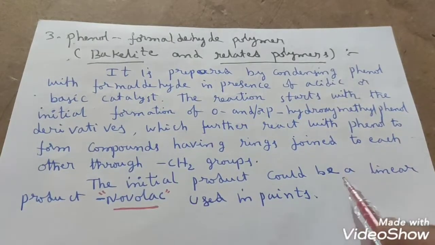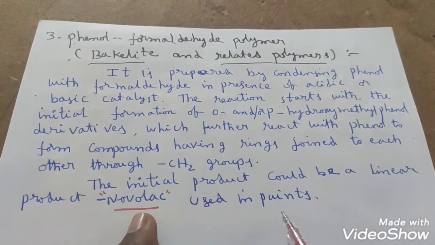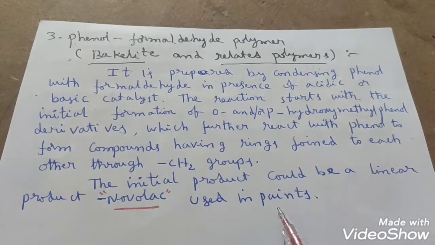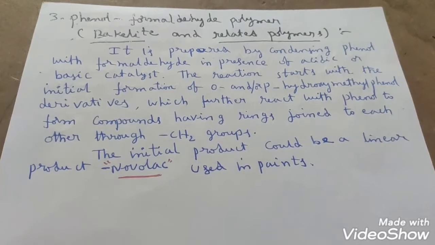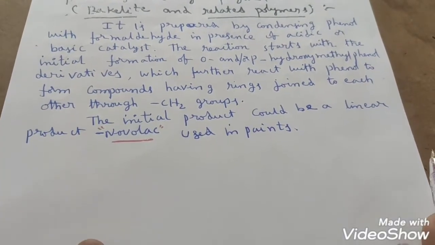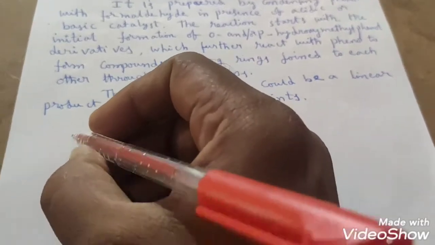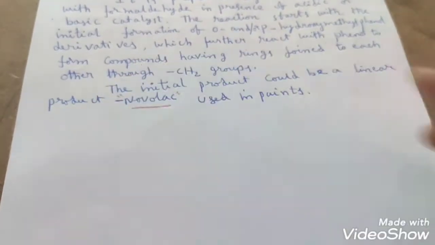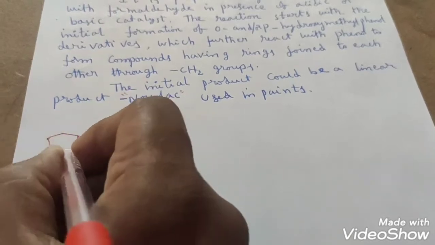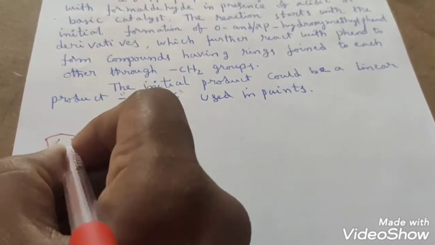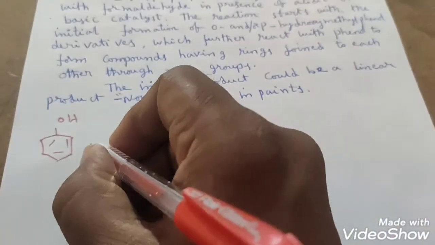First, the initial product, whatever we are getting, the linear product, that we call as what? A Novolac, which is used in what? Paints, students, right? So first we will see that phenol with formaldehyde in presence of acidic or basic catalyst, right? Let us take phenol structure. Everybody knows it. Phenol is this one, right? Phenol treated with formaldehyde.